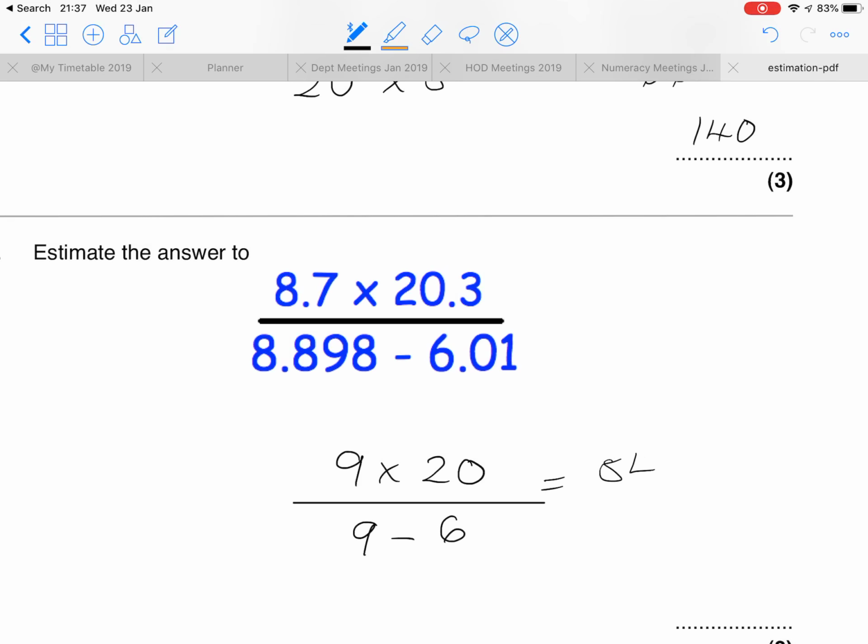6 9s are 54. 9 take away 6 is 3. 3 goes into 54. 3 goes into 5 once. There's 2 left over. 3 goes into 24 8 times.